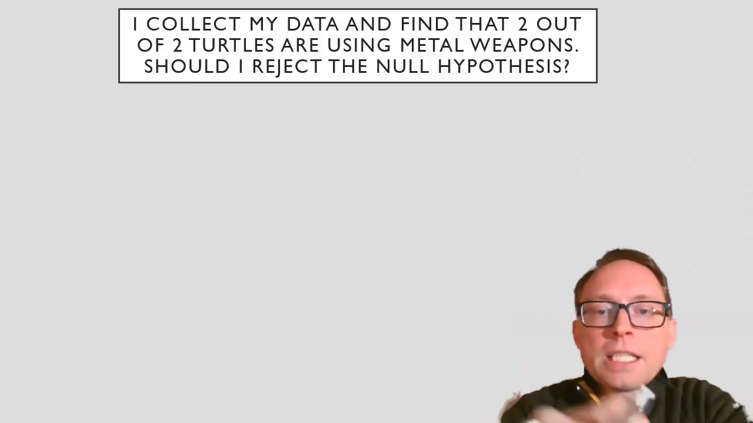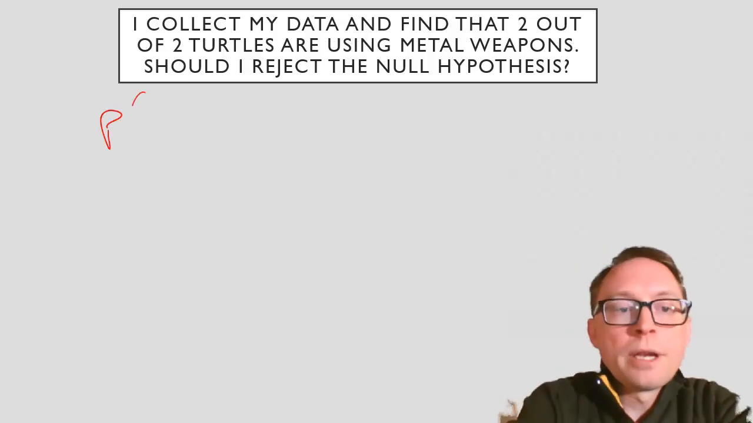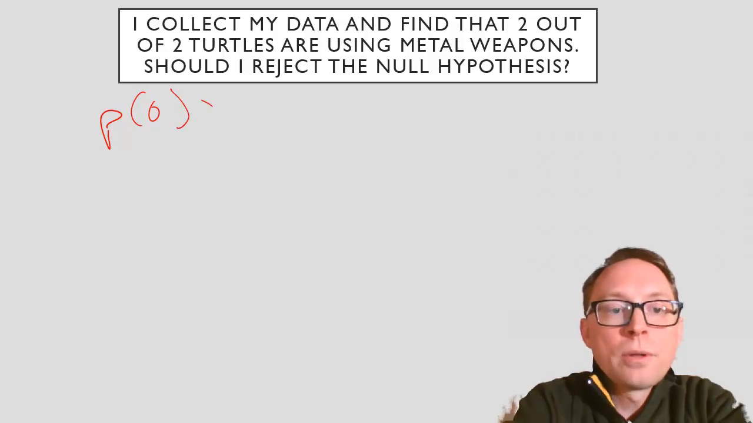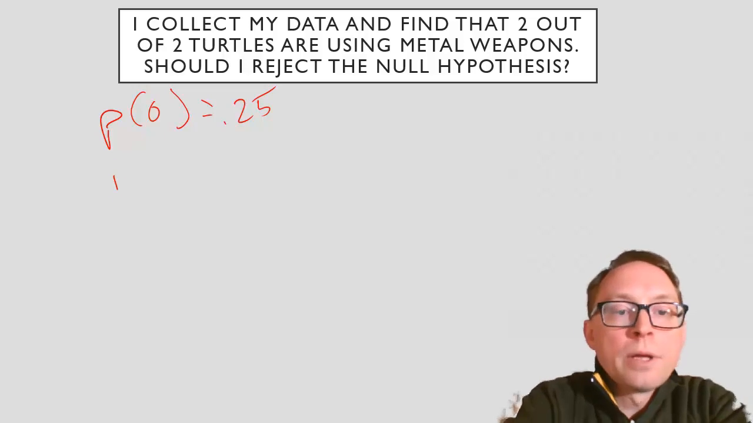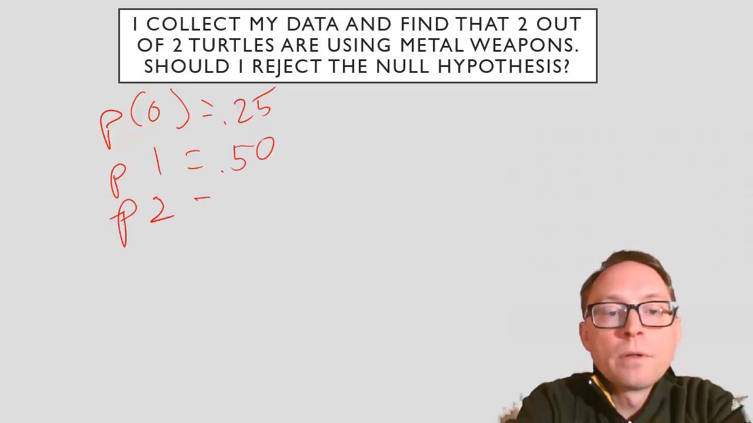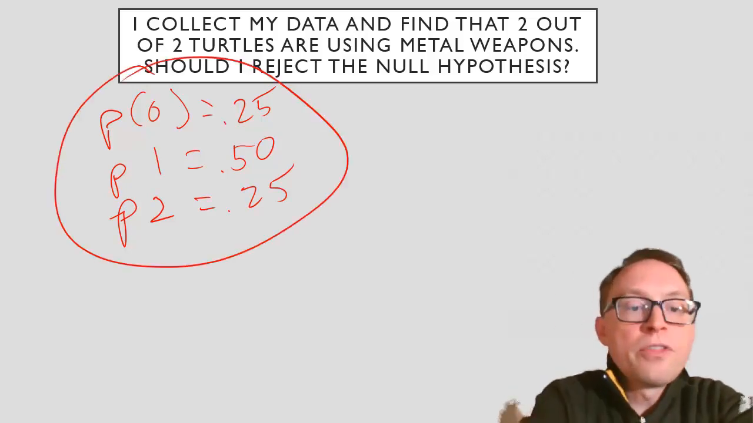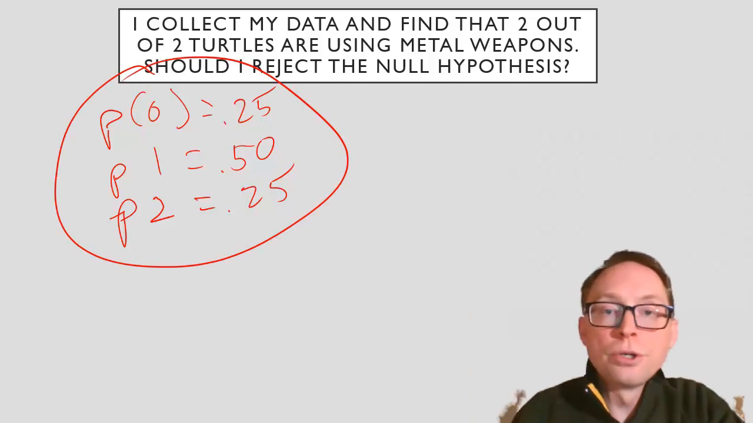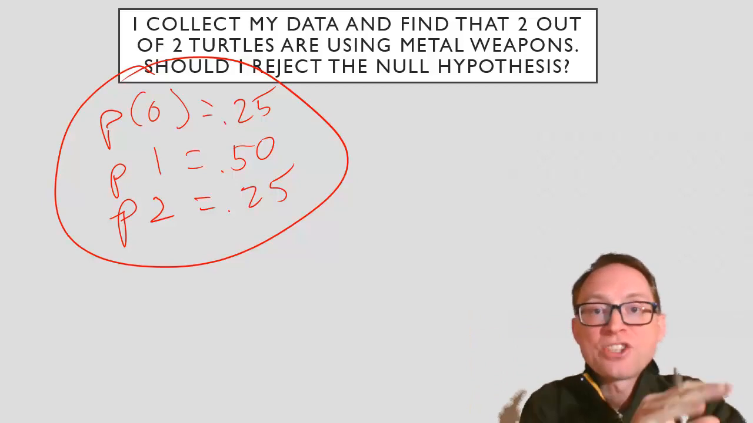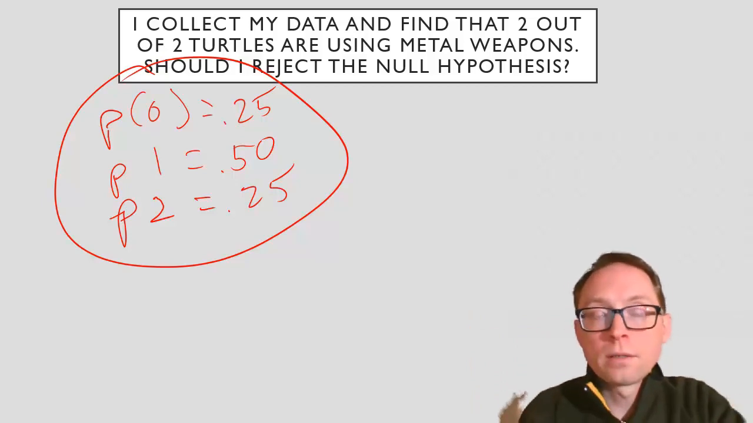Now remember, we already know the probability of 0 out of 2 having a metal weapon equals 0.25, right? The probability of 1 out of 2 is 0.50. The probability of 2 is 0.25, right? Now remember that these probabilities are if the null is true, if Shredder being on fire has no effect on what weapon you're going to choose.